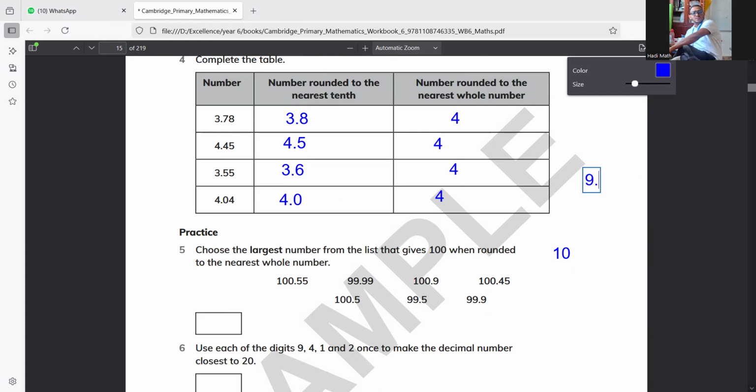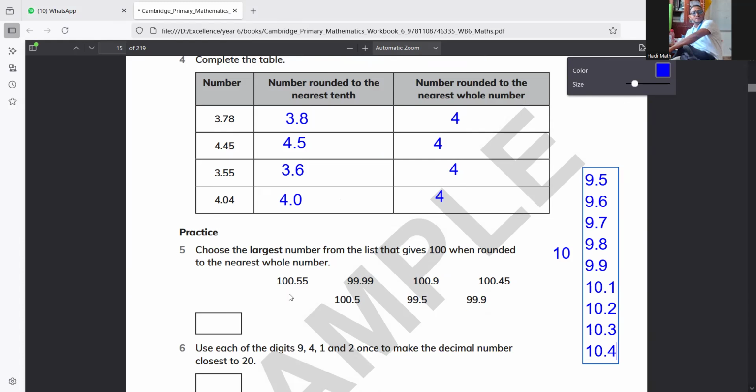You can start from 9.5, then 9.6, then 9.7, then 9.8, then 9.9, then 10.1, then 10.2, then 10.3, and 10.4. All these round to 10. So the same idea here. This one, go and round them.